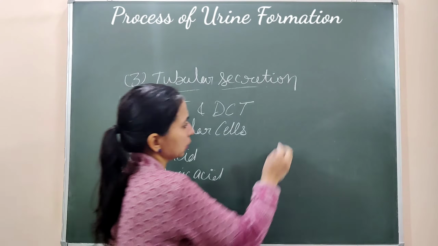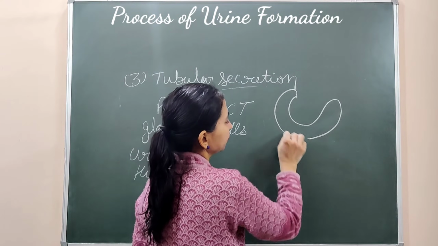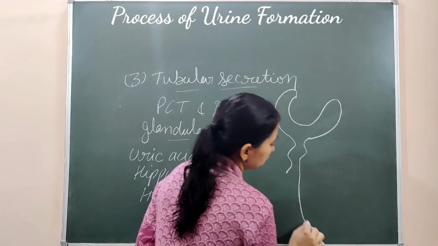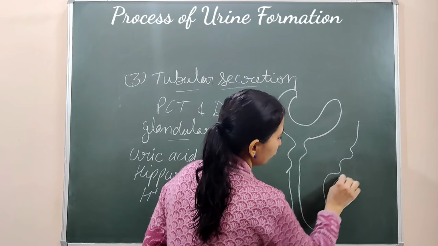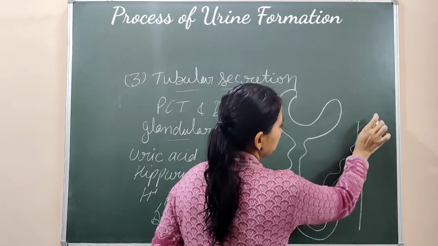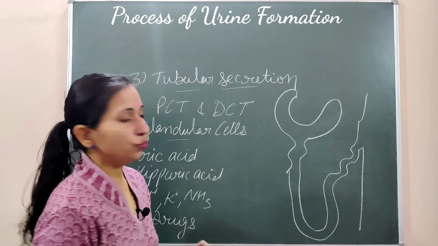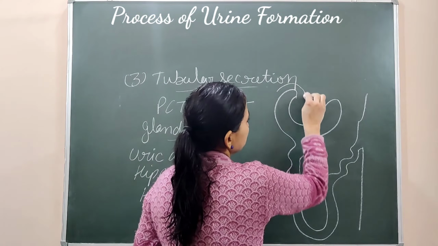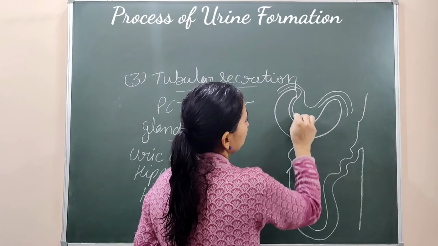Let's see what happens during this process. As we know that this is the Bowman's capsule. This is the PCT region, then loop of Henle, and DCT, and then collecting duct. So this is the structure of the nephron here, and let's see. As we know that the afferent arteriole is entering here and then it's leaving out in the form of efferent arteriole. We are not making all the parts.